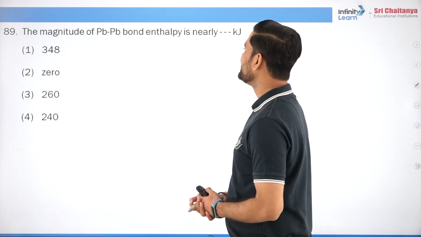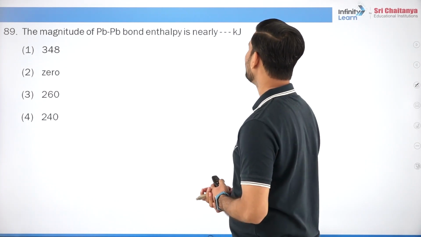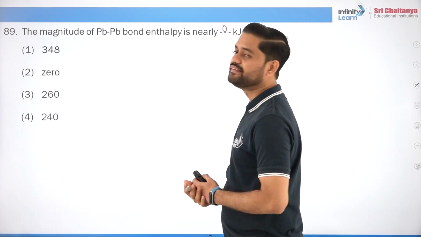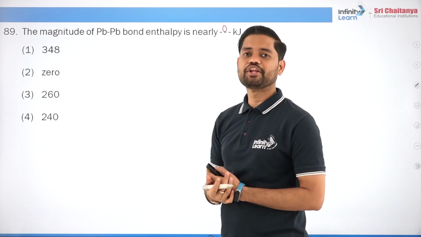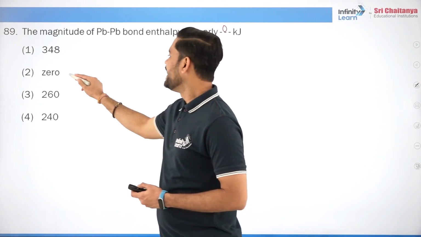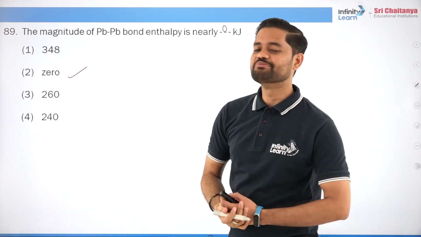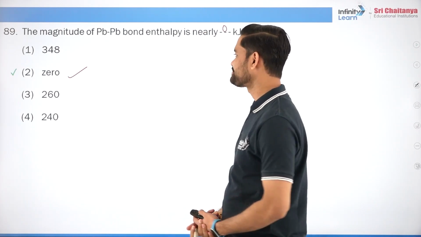89, the magnitude of lead bond enthalpy is 0. Why 0? Because lead bonds are not formed, they do not show the property of catenation, and hence 89 will be option number 2.